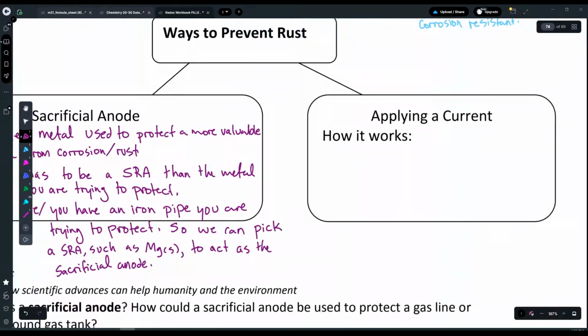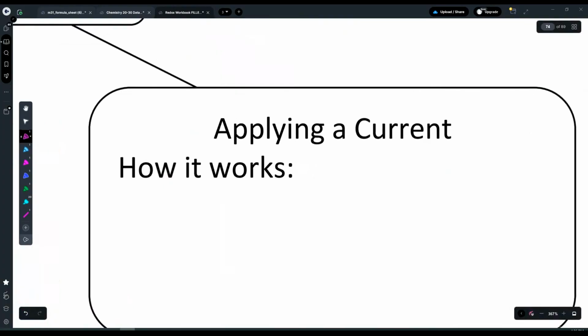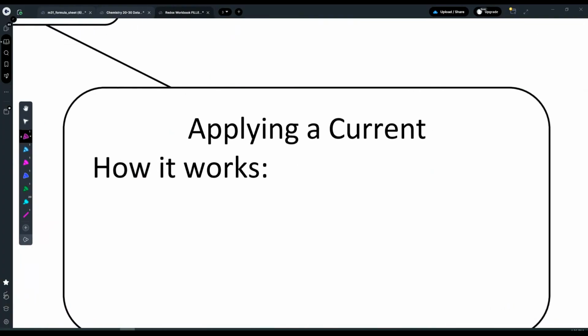Okay, and then last but not least, you can apply a current to whatever metal you're trying to protect. So how it works is by using a direct current from a power source, your cathode gets the electrons from your power source instead of your anode receiving the electrons from your power source, which means that it will prevent it from rusting.